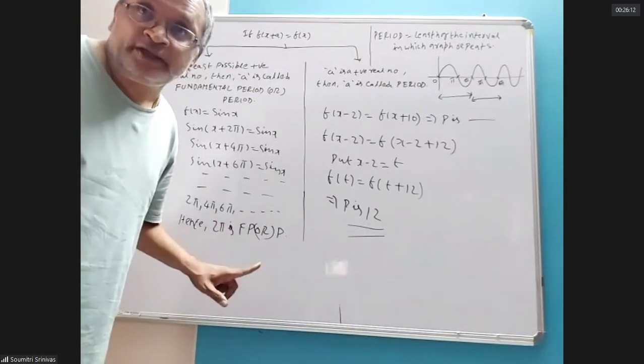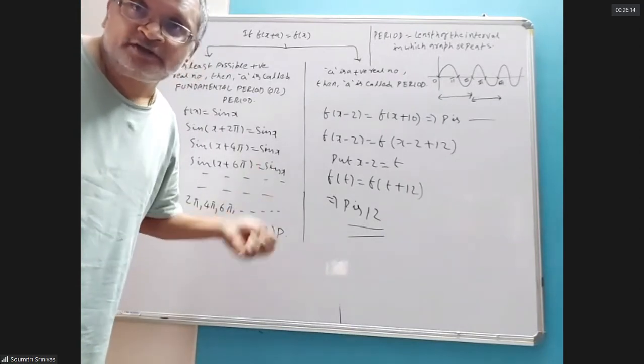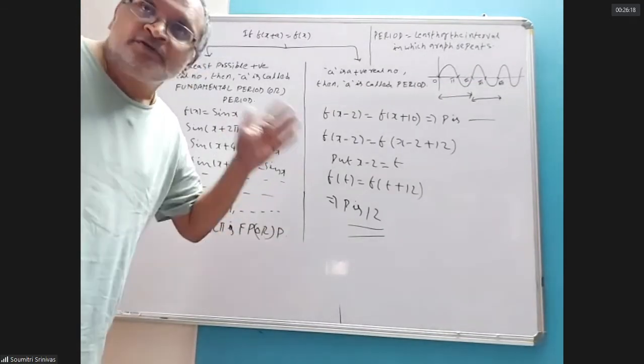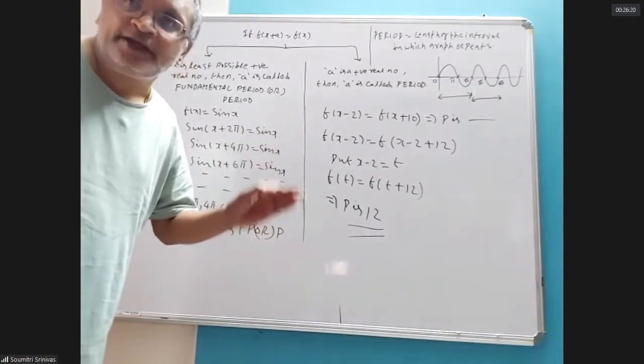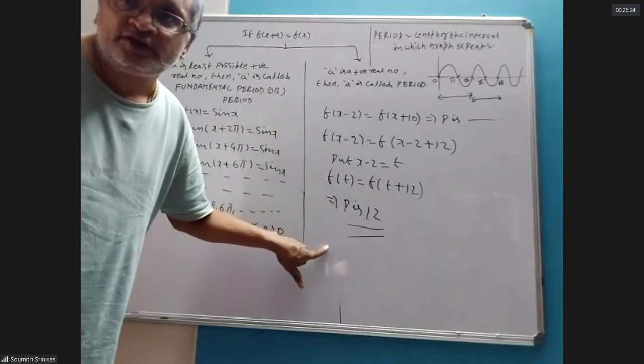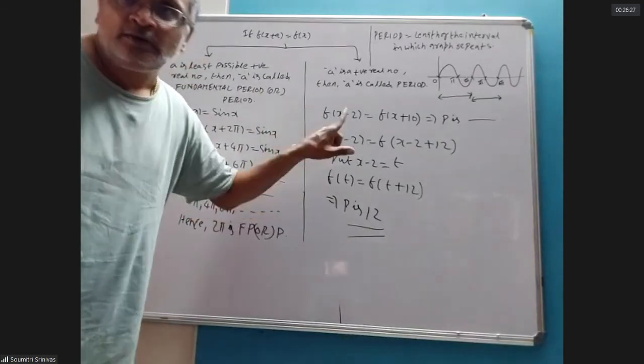So for sin x, two answers. One is fundamental period, or period. For sin x, fundamental period and period are both same and it is 2 pi. But for this function, period is how much? Opposite.